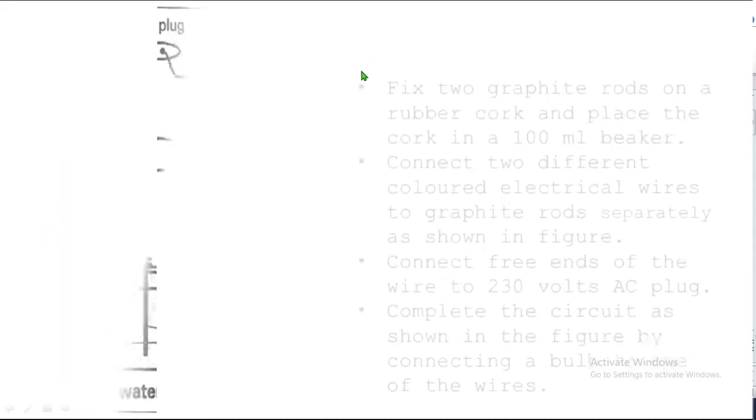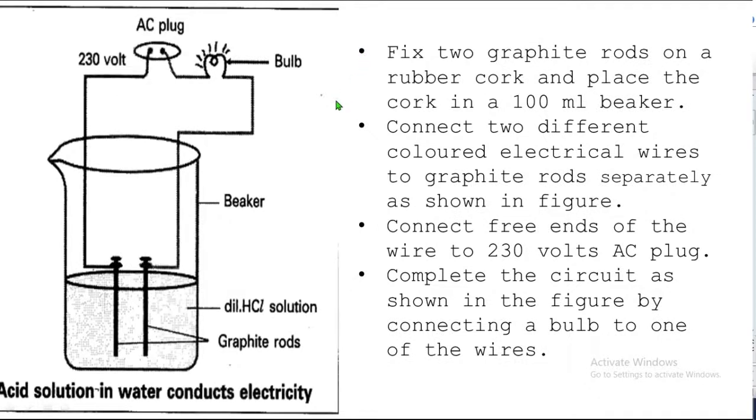Go to the next slide. Look at the diagram first and how to set the apparatus. I read out and explain. Fix two graphite rods. Here are the graphite rods. These two are graphite rods. Fix these two graphite rods on a rubber cork and place them in this 100 ml beaker.